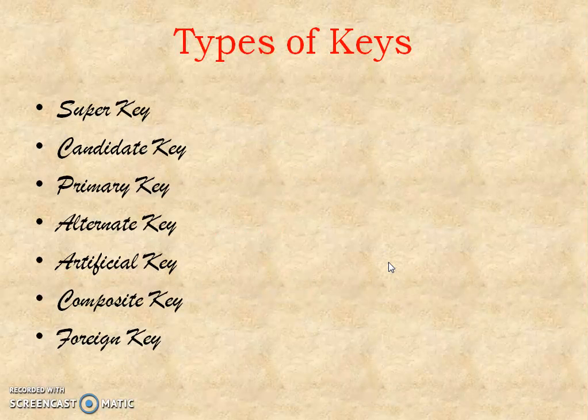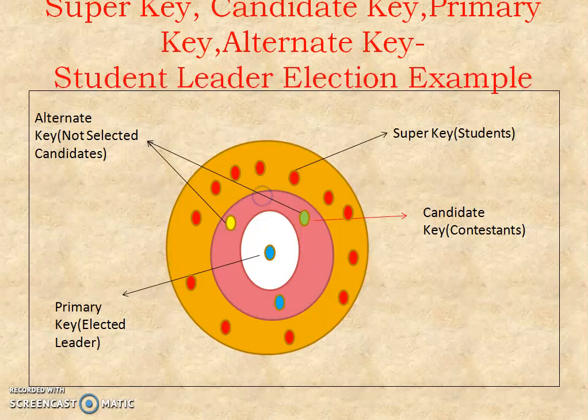There are different types of keys: super key, candidate key, primary key, alternate key, artificial key, composite key, and foreign key. We'll see one by one each one of them. Here I am taking an example of a school election for explaining the super key, candidate key, primary key, and alternate key.